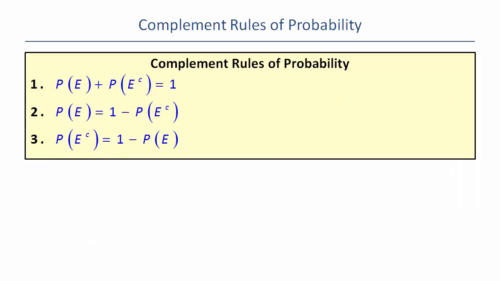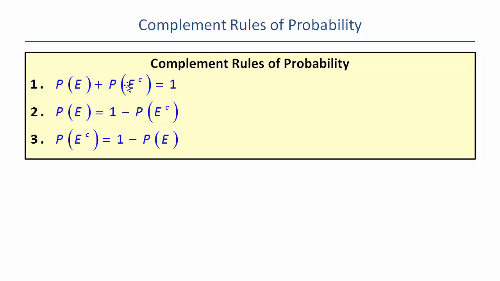Well, once we understand what the complement is, we get 3 very simple rules, almost identities, that should be kind of a no-brainer, right? Because if E and E complement are the 2 sides of the coin, they're 2 pieces that come together to make the entire sample space, then obviously the probability of one plus the probability of the other has to equal 1 because now you've accounted for the entire sample space. And then the other two is just some simple math, right?